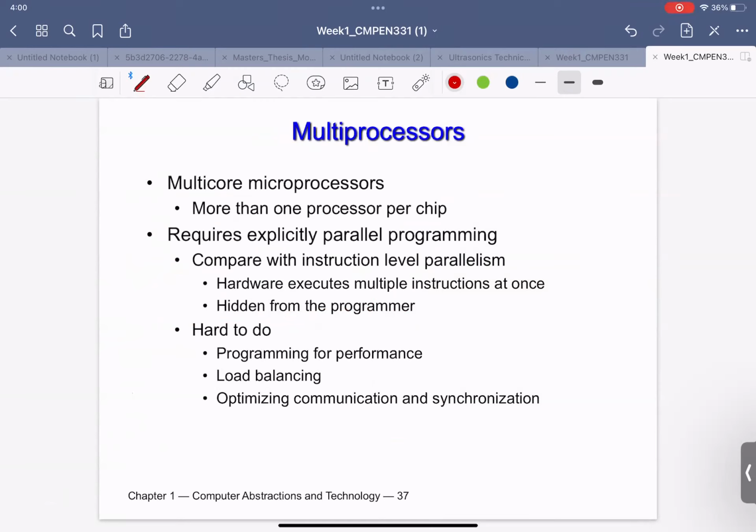But on the other hand, it will add a lot of other complexity. How can I do the load balancing, how can I program for a certain particular performance? All of these things are difficult. How can I optimize the communication and synchronization? So again, there is a trade-off. You will get something, but there is also another thing that you might lose, or you add an overhead and stuff like that.